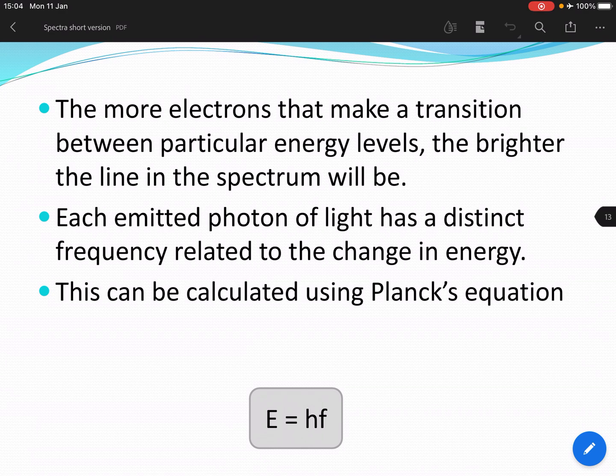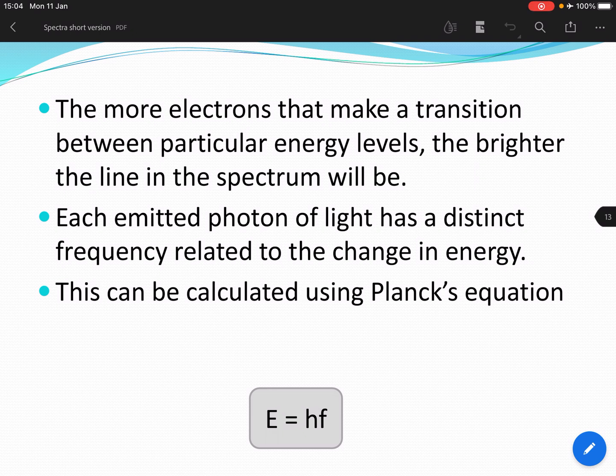The more electrons that make a transition between different energy levels, the brighter the line in the spectrum will be. So obviously for hydrogen, you've got fewer electrons there to be making that transition. But you might have more than one hydrogen atom, so there might be lots of atoms all doing the same thing at the same time. So as they're dropping down, they're emitting a photon of light. And that photon of light's got a particular amount of energy. If it's got a certain amount of energy, it means it's also got a specific frequency.